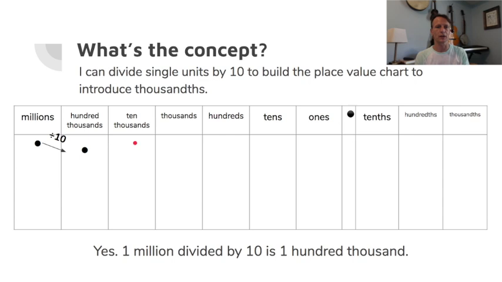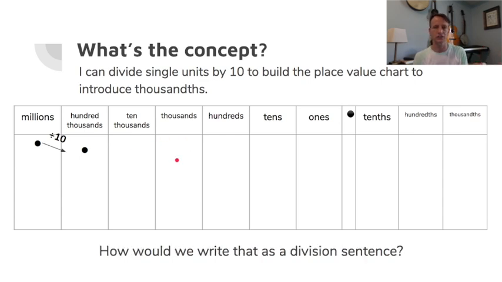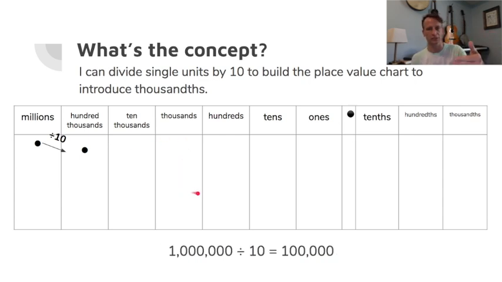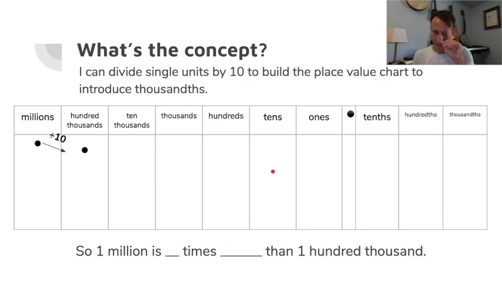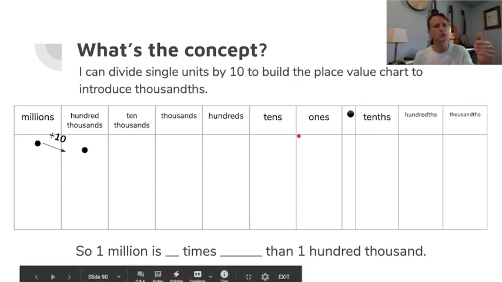Let's keep going faster now. So how would we write that as a division sentence? There it is. 1 million divided by 10 equals 100,000. That's what it looks like. All right, so now, this is something that you got to wrap your head around because it's on the test of life. 1 million is how many times, greater or smaller, than 100,000? A million is, well, it's bigger than 100,000, right? Okay, all right, so we know we're looking at greater than, but how many times greater?